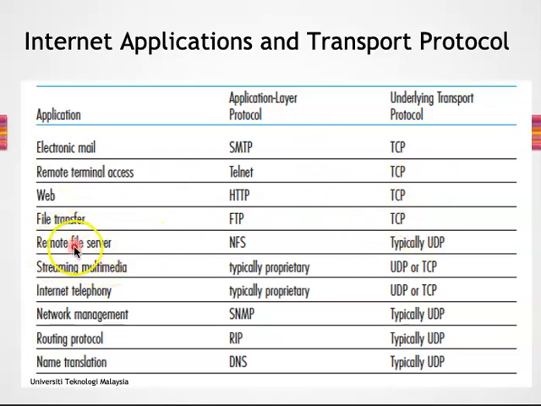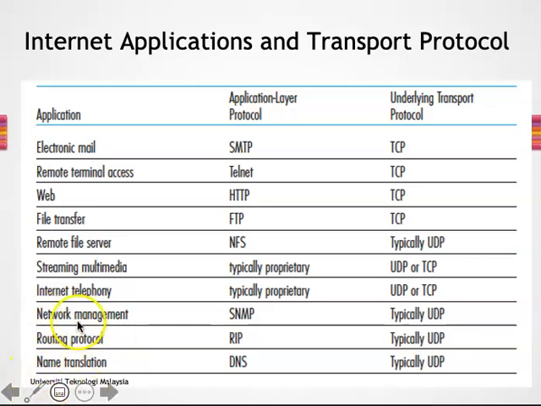For the remote file server, which uses the application layer protocol NFS, it typically uses UDP. For streaming multimedia or internet telephony, where the application layer protocol usually belongs to big organizations, it may use UDP or TCP depending on its specific use.